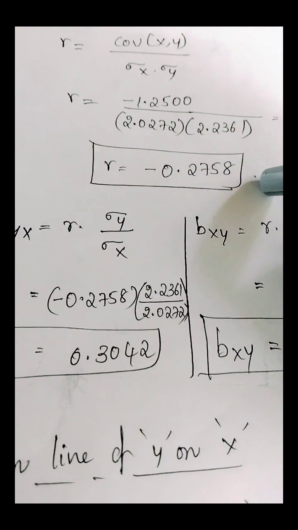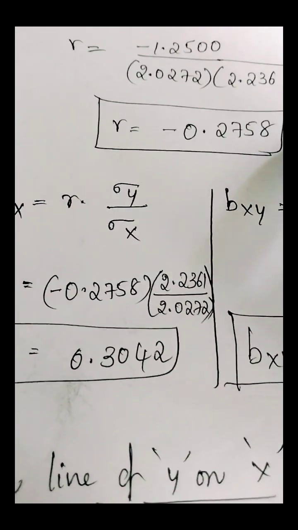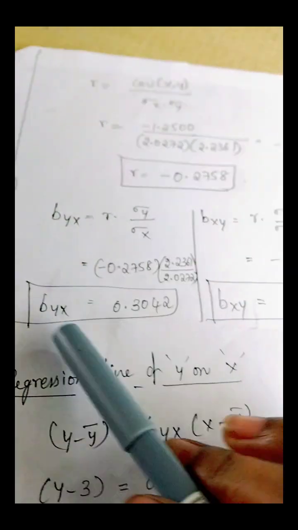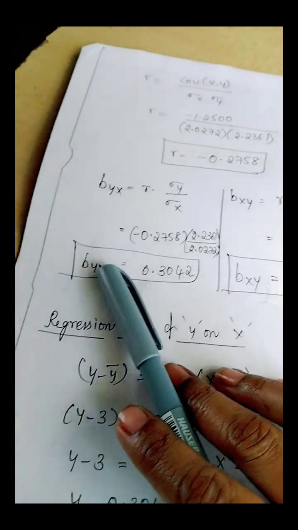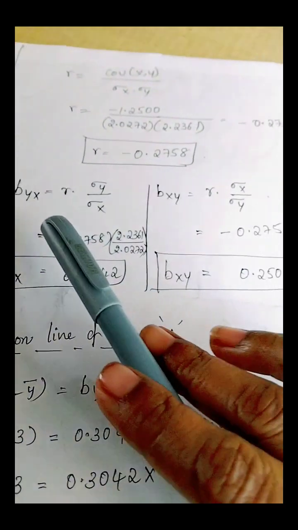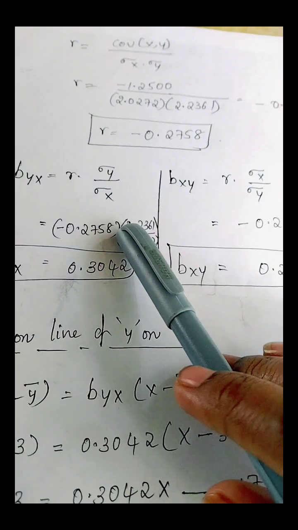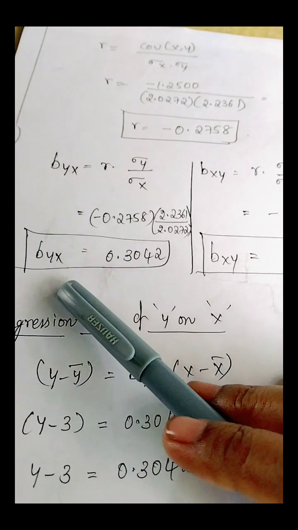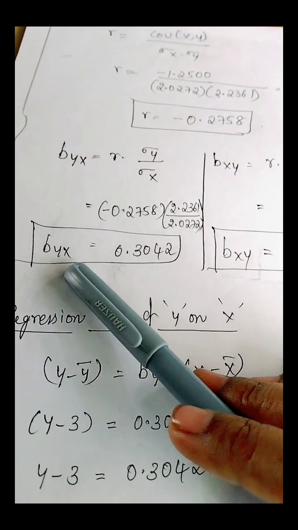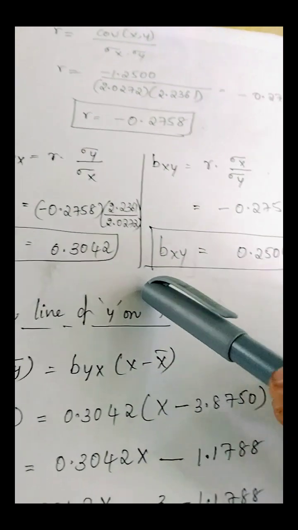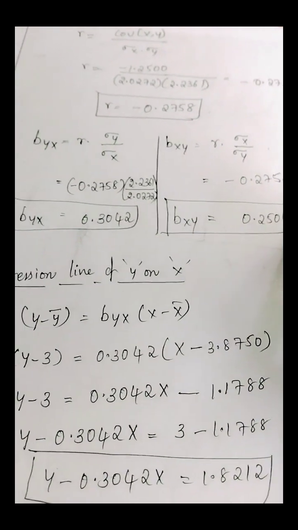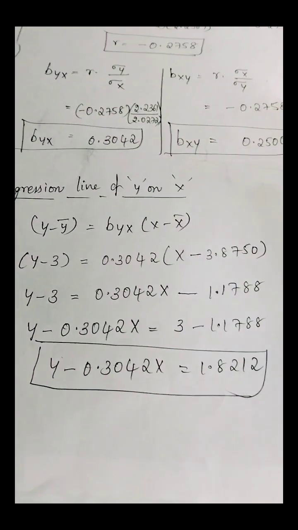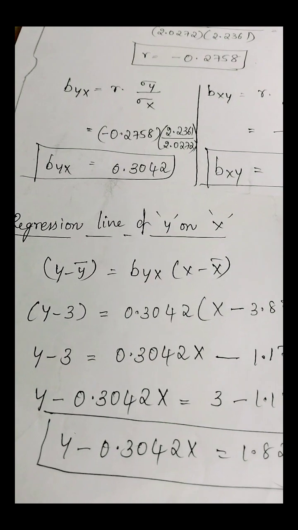As the value of r always lies between minus 1 and plus 1, we got the value of minus 0.2758. Now we are going to find out the regression coefficients, that is Byx and Bxy. The Byx formula is r into sigma y by sigma x and Bxy is equal to r into sigma x by sigma y. We got the values of the regression coefficients as Byx is equal to 0.3042 and Bxy is equal to 0.2500. Now you have to find out the regression line of y on x, and similarly the regression line of x on y.